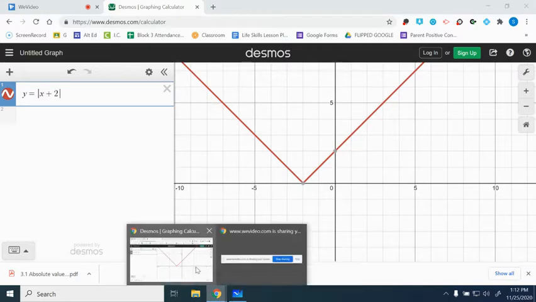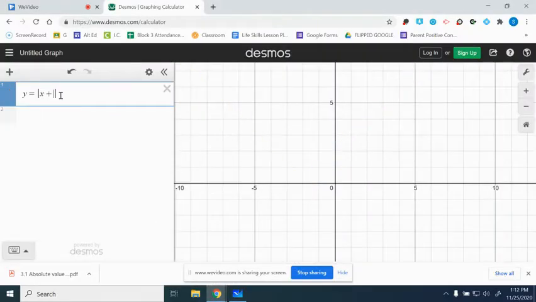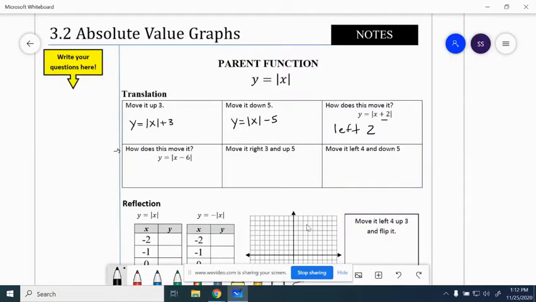So let's go ahead and write that down. So how does it move it? It goes to the left 2. All right, let's look at this next one. How does this move it? So y is equal to the absolute value of x minus 6. Well, if plus 2 moved it to the left, maybe minus 6 moves it to the right. Let's take a look. All right, sure enough, it did. It moves it over to the right 6 on the x-axis. Let's go ahead and write that down.